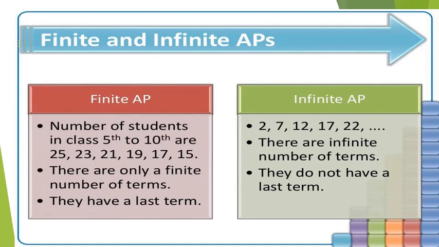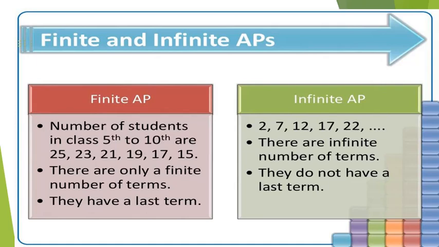The number of students in classes 5th to 10th are 25, 23, 21, 19, 17, 15. This forms a finite AP, because there are only a finite number of terms and they have a last term. It means in 5th class the number of students was 25 and in 10th class the number of students is 15.